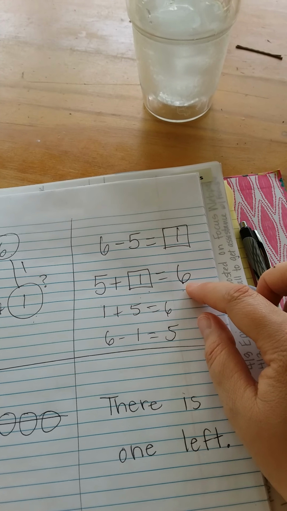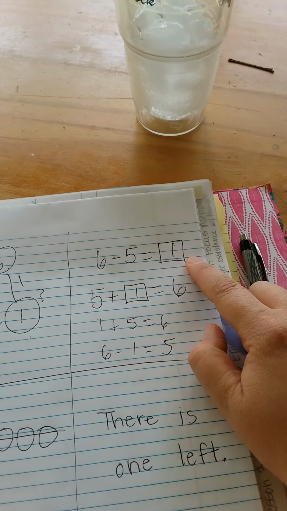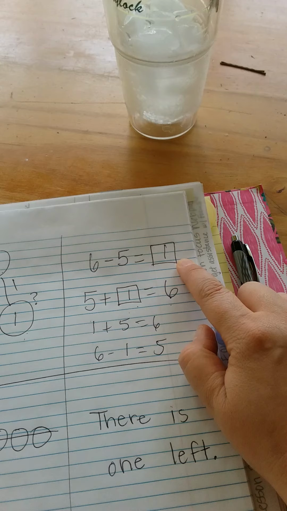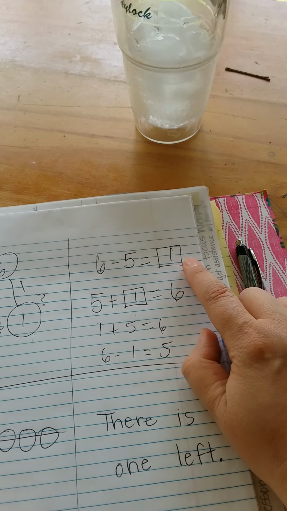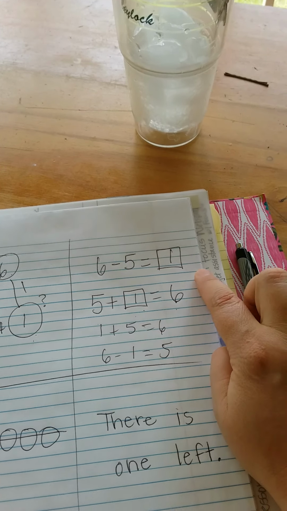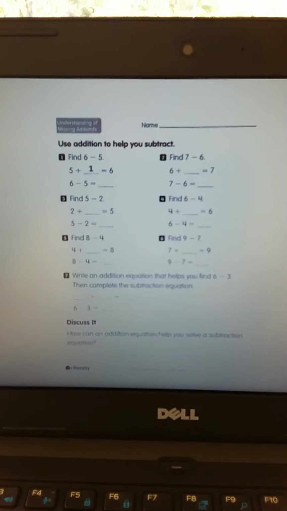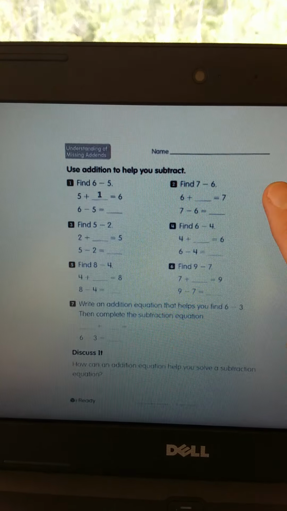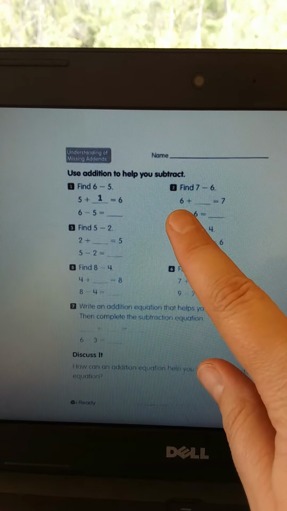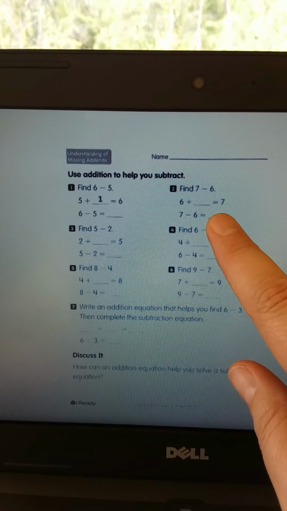So if you know that 5 takes 1 to get to 6, then you would know automatically that 6 take away 5 is equal to 1. It's called thinking addition to subtract. Okay, so then you have more problems here where you're subtracting and they're wanting you to think, what does 6 need to get to 7?